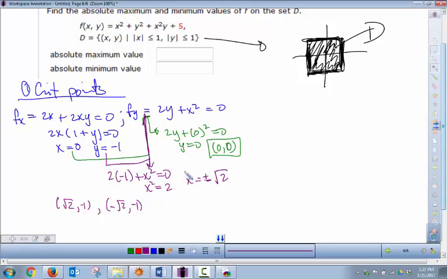Now, just one more thing to probably check before we move on. We want to make sure that they're in the domain, because if they're not in the domain, then they don't even count for us, right? They shouldn't count. So let's see if they're in the domain. 0, 0, that looks like it's in the domain. Negative square root of 2, comma, negative 1. Square root of 2, that's bigger than 1, is it? Square root of 2, 1 point something, comma, negative 1.